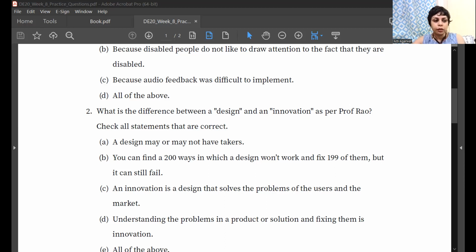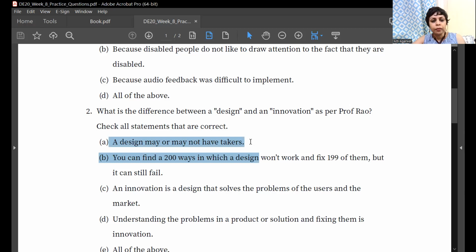sells, or which has considered the usability and the purchasing power and the business model of the product. It's a product which is successful in the society. It is not just a design which functions on its own. It works technically and also in a business setting. So of course, A is correct, that design may or may not have takers.